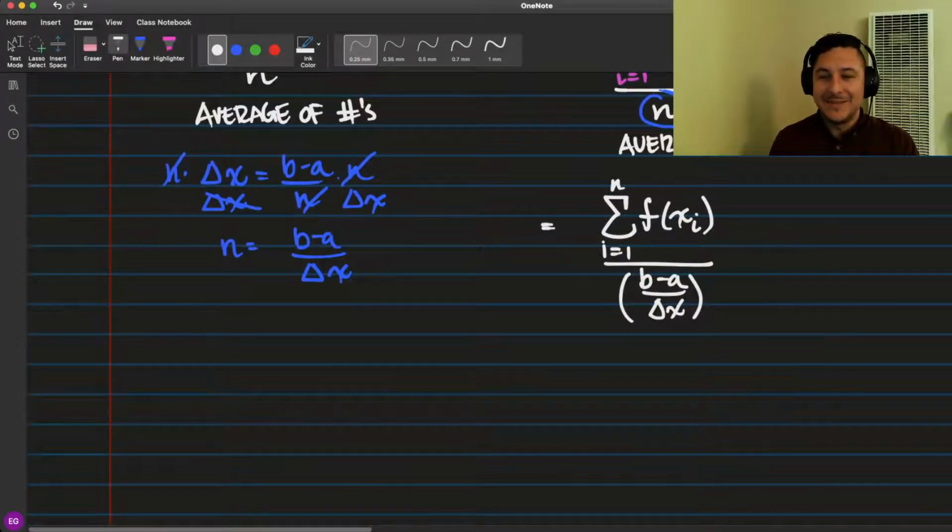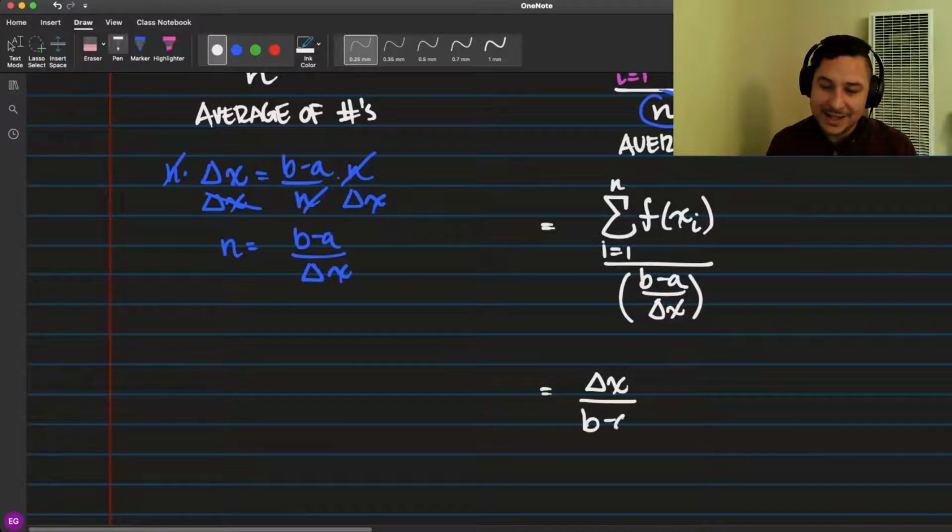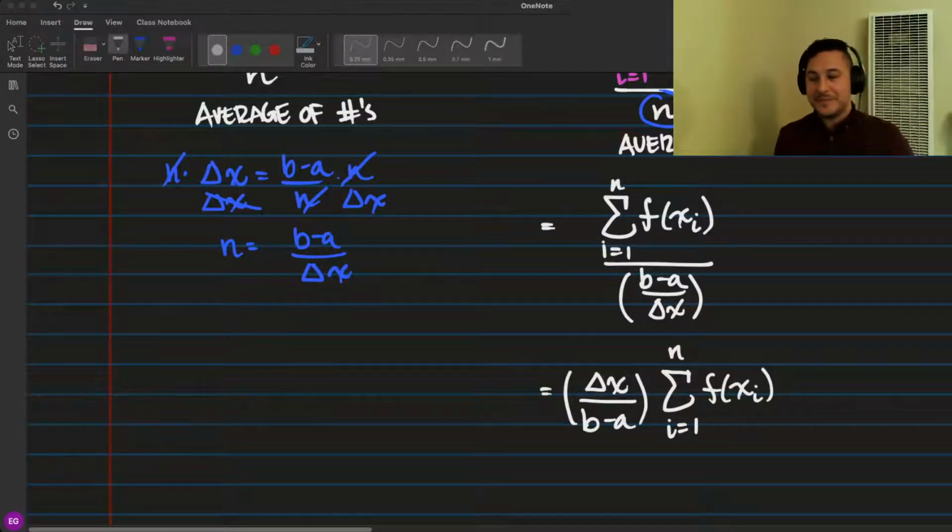Okay, so now we can reconfigure this. If you're dividing by a fraction, that's the same thing as multiplying by the reciprocal, right? So you can get delta x over b minus a times sigma of f of xi. Okay, so does everyone see how I did that? All I did was instead of dividing by the fraction, I multiplied by the reciprocal.